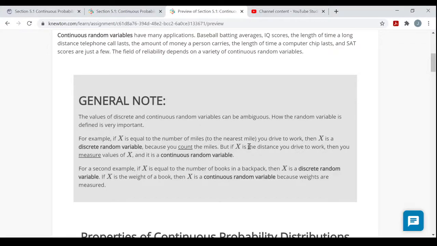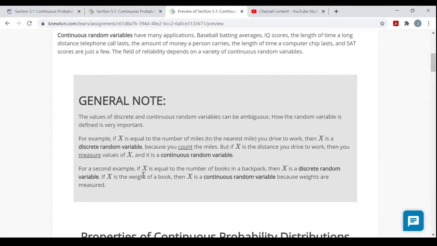But if X is just the distance you drive to work, then you measure the values of X, and in that case X would be a continuous random variable. Because the distance you drive to work could be 3.48 miles, 3.579 miles, 5.22296 miles, whatever. There's a measure to it that you would need some special instrument to determine. Right? Whereas the number of miles to the nearest mile could be counted.